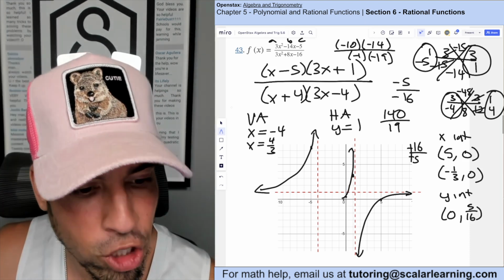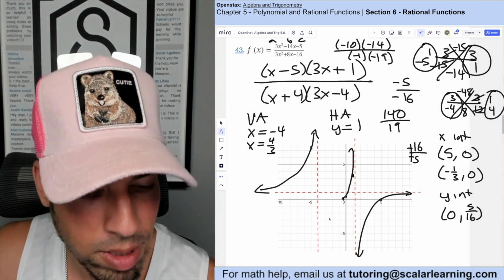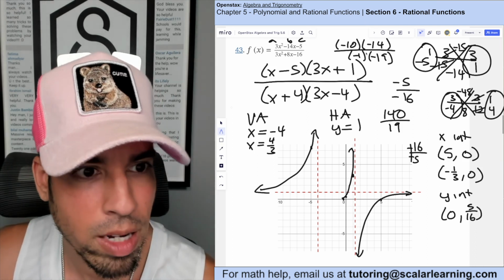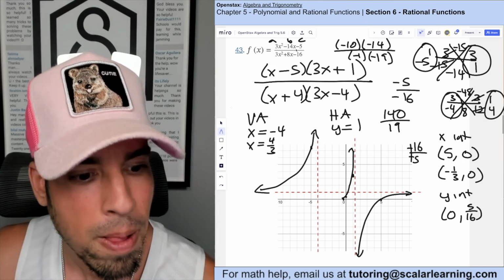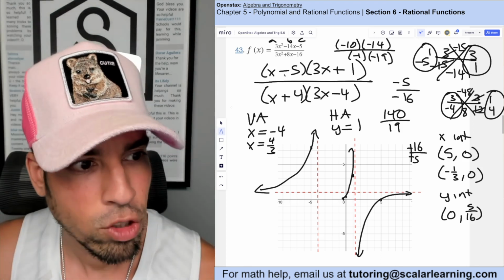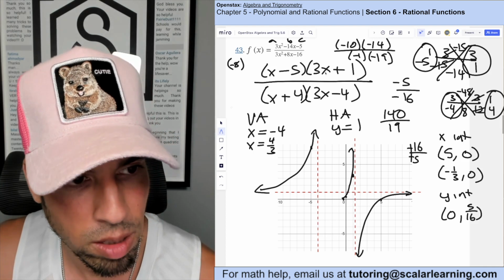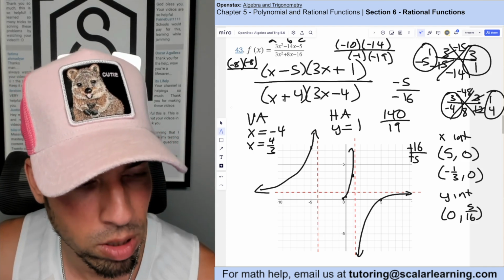And now the question is, is it also going up? Are we crossing the asymptote again? Or are we heading down, right? So let's plug in, I don't know, negative 3. Let's see where we're at. So here, putting it into the unfactored form is going to be kind of tricky. So I'm going to plug it into the factored form. Negative 3 minus 5 is negative 8. Negative 3 times 3 is negative 9, plus 1 is negative 8. So we got positive 64 on top.